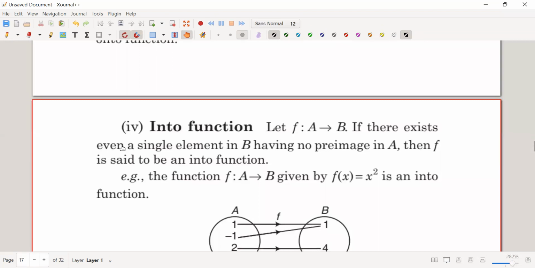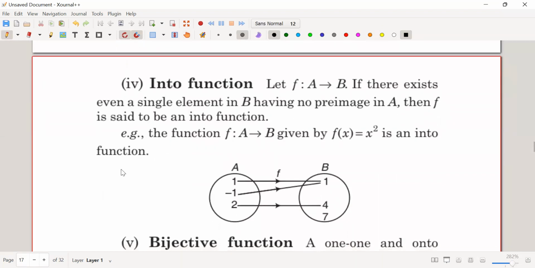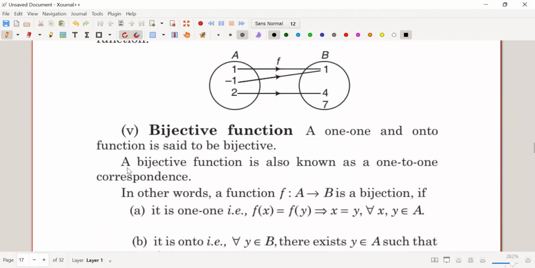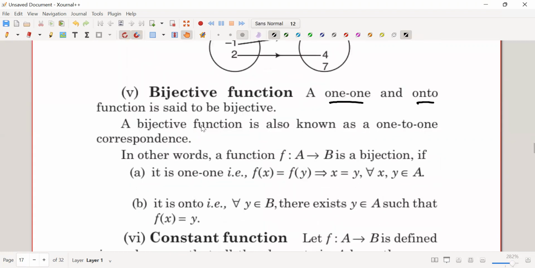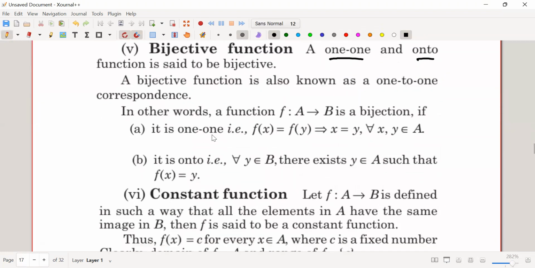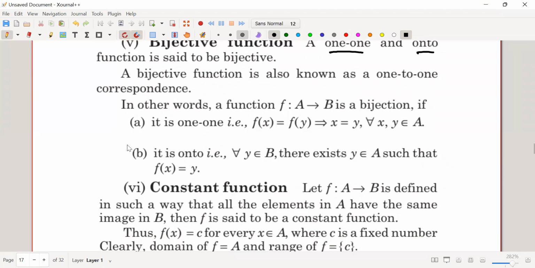Then into function. There will be some images left out. Some elements of codomain don't have a pre-image. What is a bijective function? Onto and one to one. A one to one onto function is known as a bijective function. And if many to one is coming, then it will be surjective.